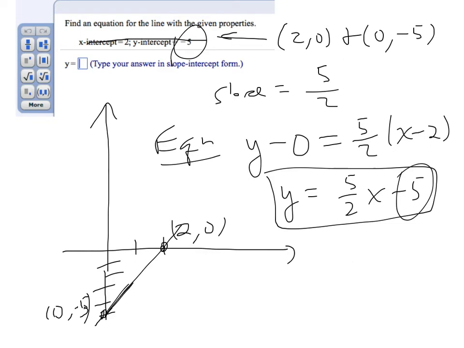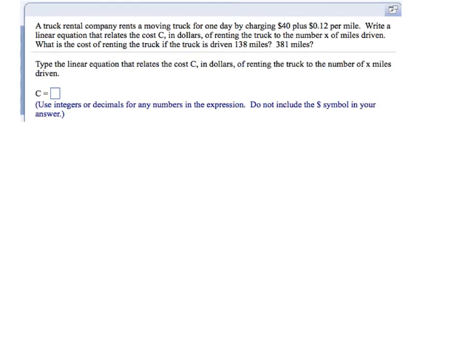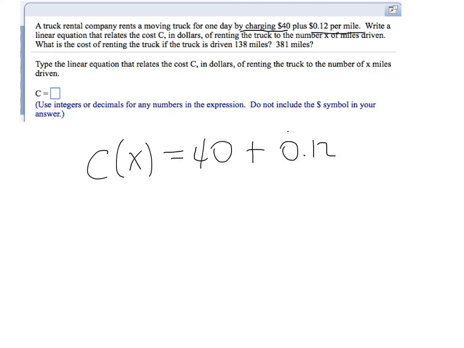The other problem from the same section is this one about trying to figure out the relationship between the number of miles you're running a truck and the cost. And this is very similar to the one that we did in class today. So the charge is $40 plus 12 cents a mile. So the cost of driving x miles is $40 plus 12 times the number of miles that you drive.